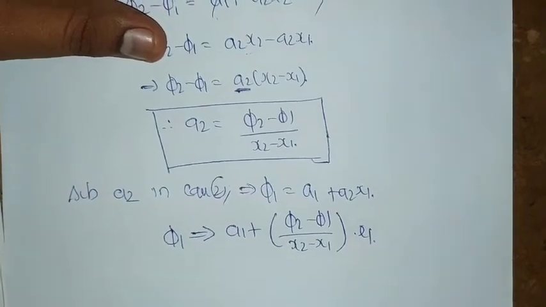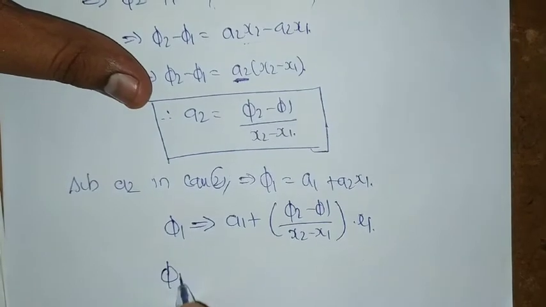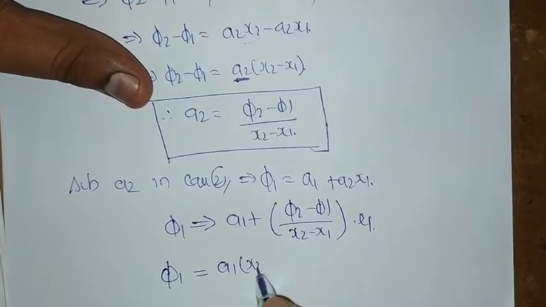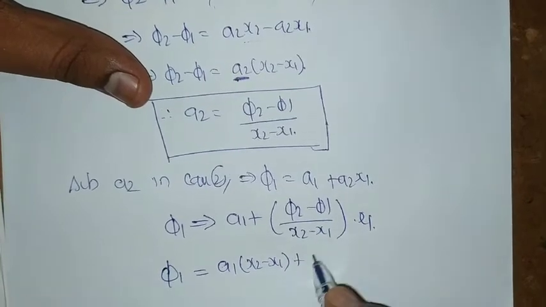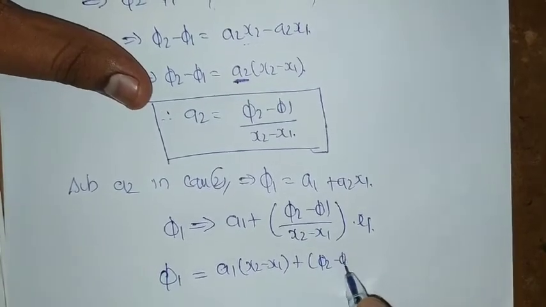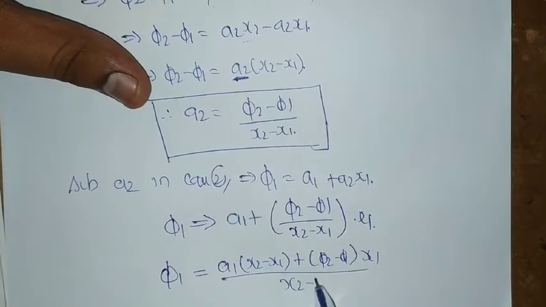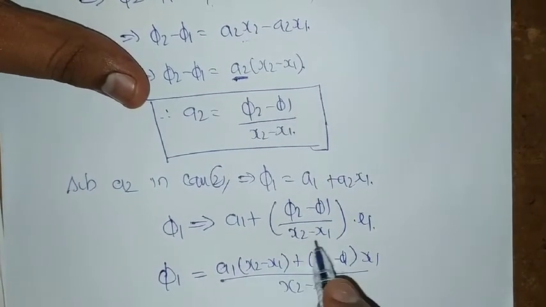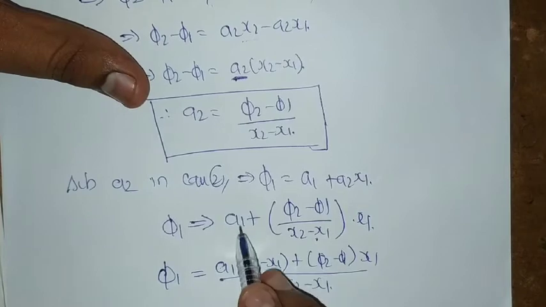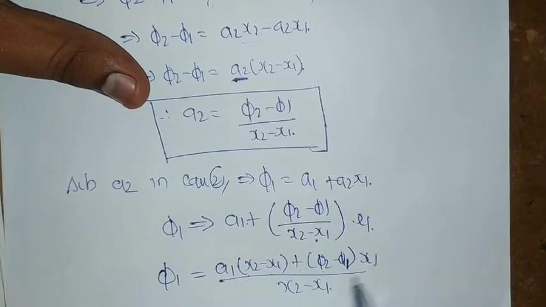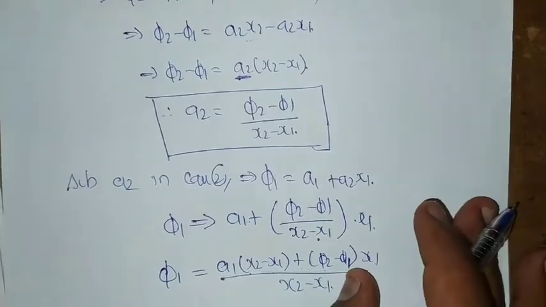into x1. Then, by simplifying this equation, I take the LCM. This LCM will transfer to the other side, so we get a1 of x2 minus x1 plus phi 2 minus phi 1 into x1, divided by x2 minus x1. Now we have to simplify this condition.